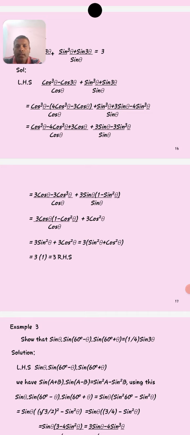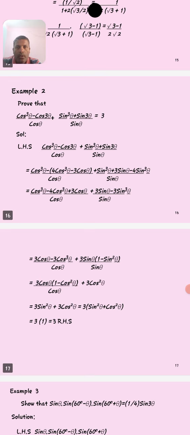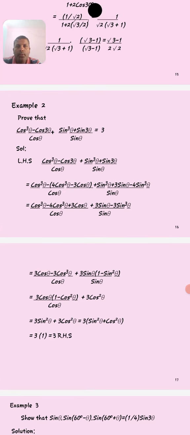The next step we write 3 sin square theta plus 3 cos square theta we get. Here we have to take the common 3 outside, sin square theta plus cos square theta. We know the fundamental principle of trigonometry, sin square theta plus cos square theta is equal to 1. So in the place of sin square theta plus cos square theta we put 1, we get 3 into 1, 3. Okay.